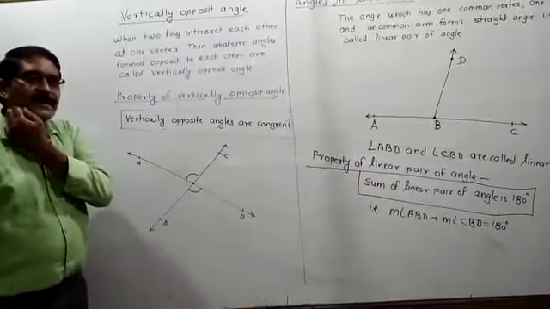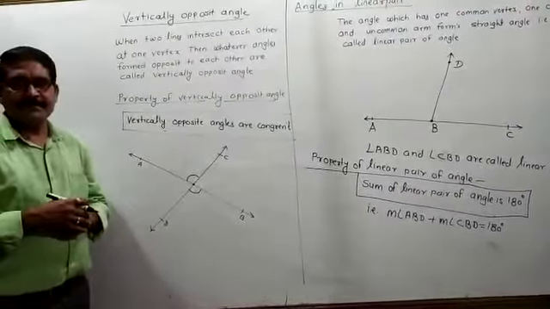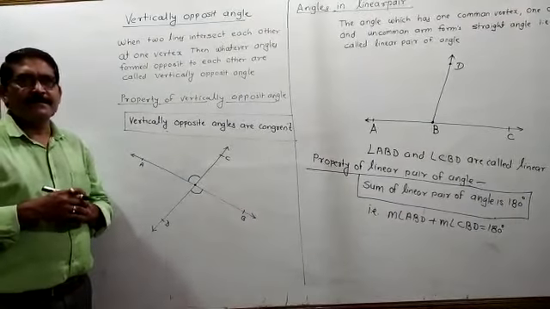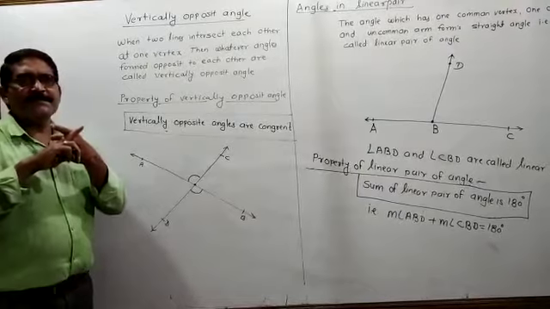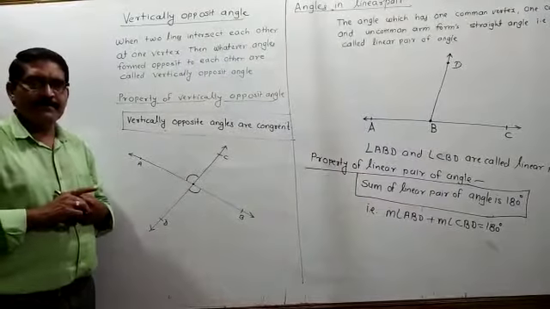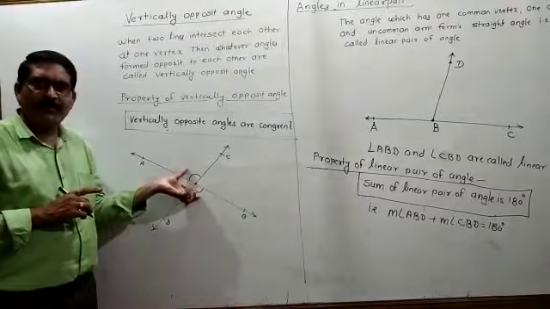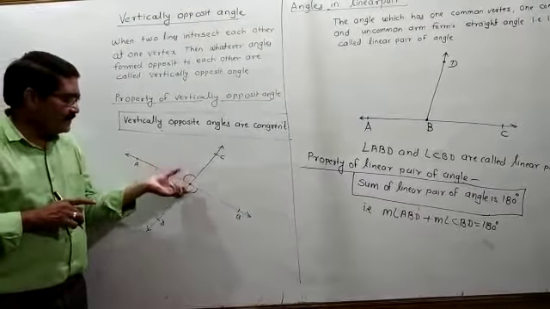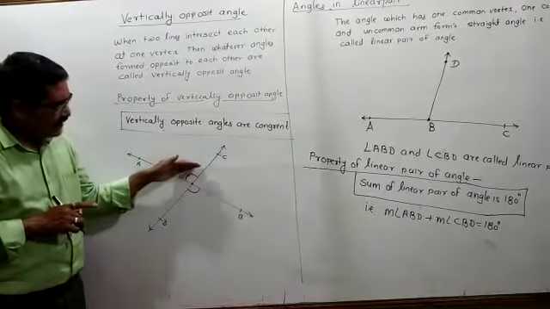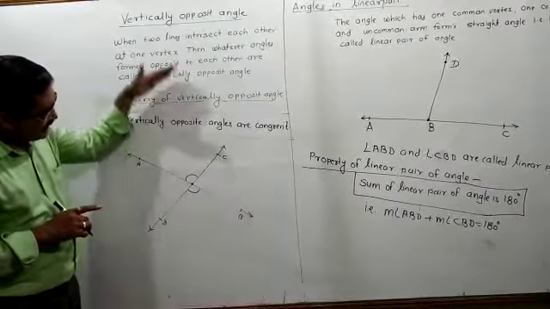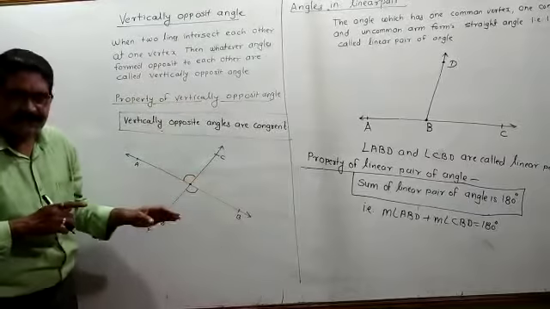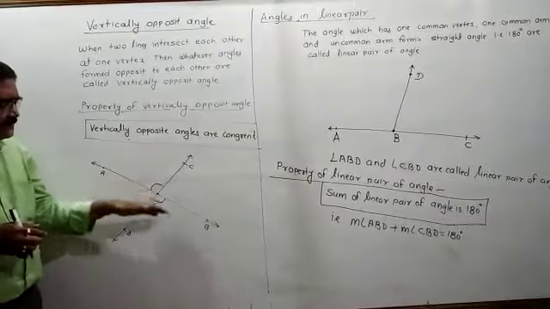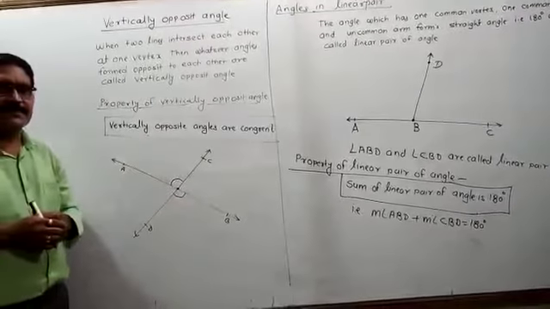What is the meaning of vertically opposite angle? That you have to try to understand first. You know the definition of intersecting lines. When two intersecting lines intersect at one common point, whatever angles form at this point of intersection, the opposite angles are called vertically opposite angles. This is the opposite angle of this, because this angle faces this direction and that angle faces the other. So these two angles are exactly opposite of each other.